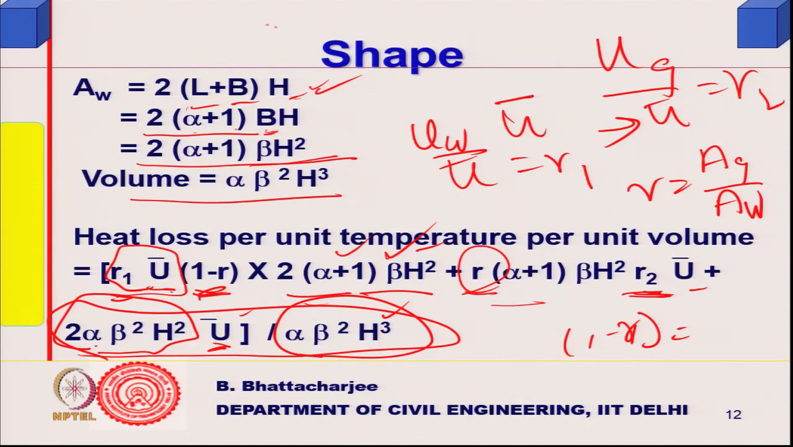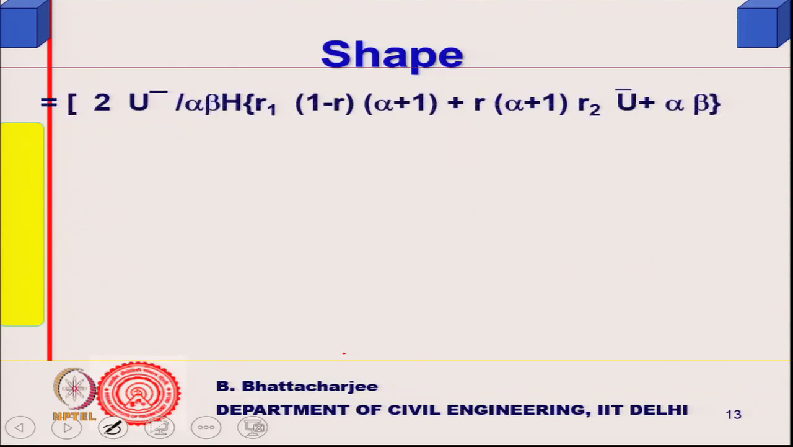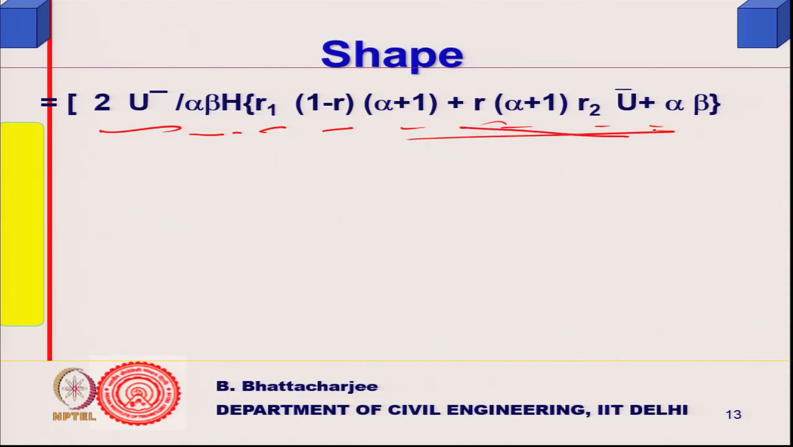And then alpha is equal to L by B, beta is equal to B by H. So, everything can be expressed in these terms. This is simple algebra, and then divide by the volume, which is alpha beta square h cube. You do a little bit of algebra and you get something like twice u bar by alpha beta h, r1, 1 minus r, etc. You just simplify this and you will get an expression in this manner.